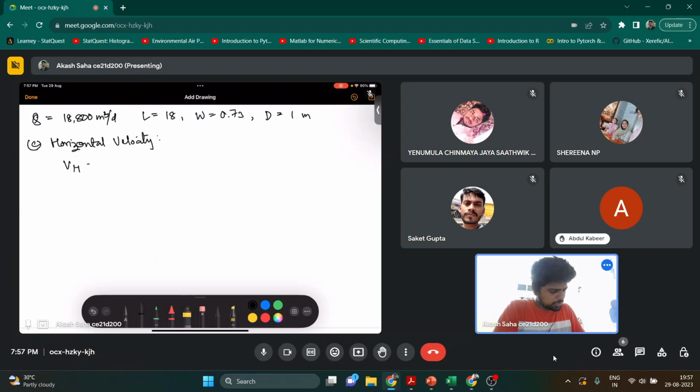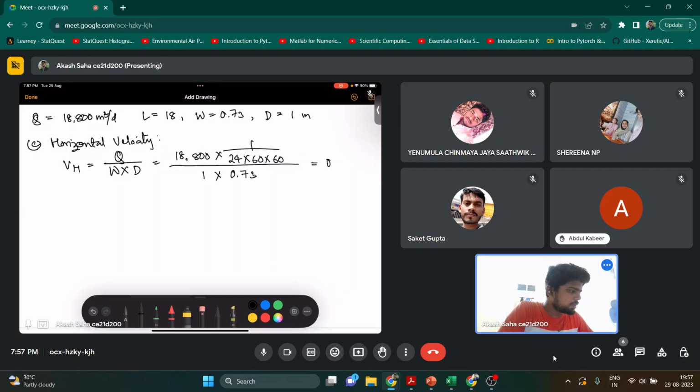So my velocity will be equal to Q by width into depth. So 18,800, I will change it to seconds, so 1 by 24 into 60 into 60, divided by the depth, that is 1 meter, and width 0.73. So it will come as 0.3 meter per second. Pretty simple, just a one line answer.